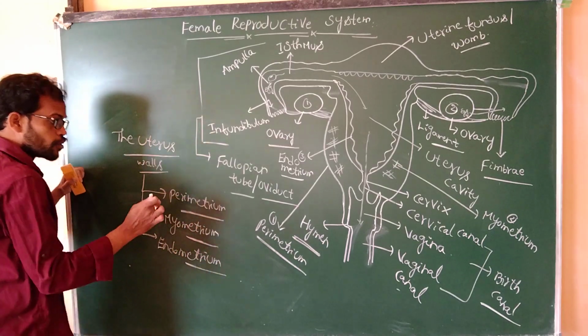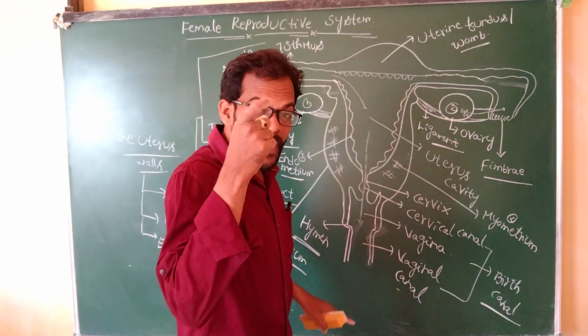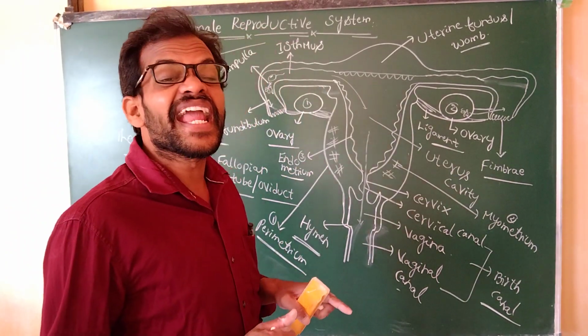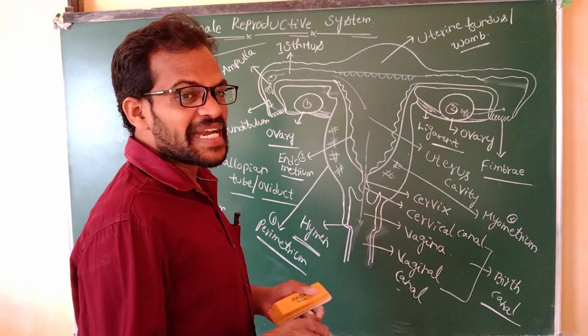Perimetrium, myometrium, endometrium. The outer layer is known as the perimetrium. The middle layer is known as the myometrium. The inner layer is known as the endometrium.